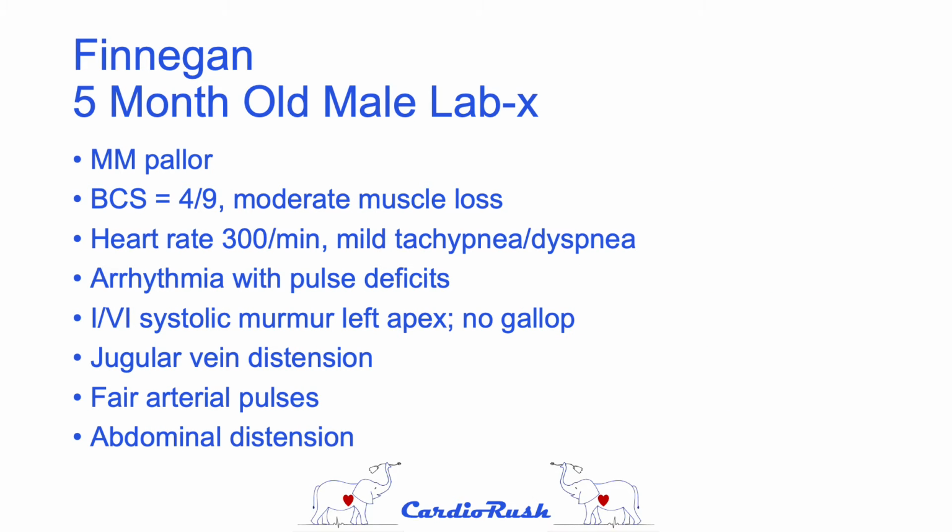On physical exam, the mucous membranes were pale. Body condition score was 4 out of 9 with moderate muscle loss over the back. The heart rate was very fast at 300 per minute with mild tachypnea and mild dyspnea noted. The dog had arrhythmia with pulse deficits. A 1 out of 6 systolic murmur was noted on the left side of the chest over the cardiac apex, but there was no cardiac gallop appreciated. The jugular vein was distended about halfway up the neck. Arterial pulses were a little bit weaker than normal and characterized as fair, and the dog had abdominal distension.